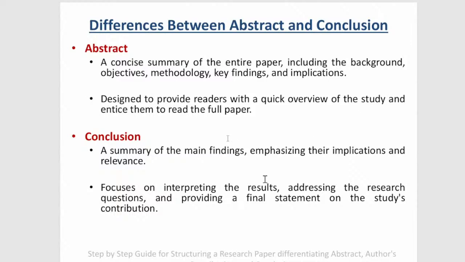We have written an abstract, we have written a conclusion. Abstract is also a concise summary. Conclusion is also a concise summary. The abstract is a concise summary of the entire paper, including the background, objective, methodology, key findings, and implications. So we are summarizing the entire paper, where we have the background a little bit, the objective, which methodology we are using, what the key findings are that we are getting in this particular paper, and what the implications are.